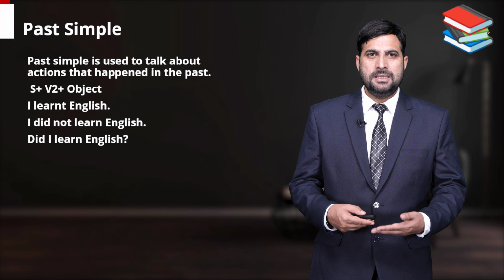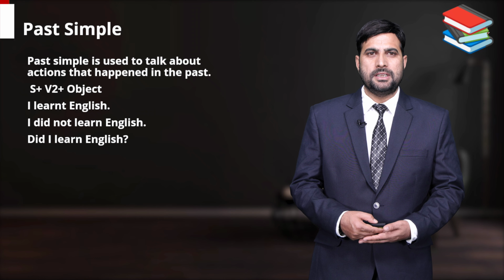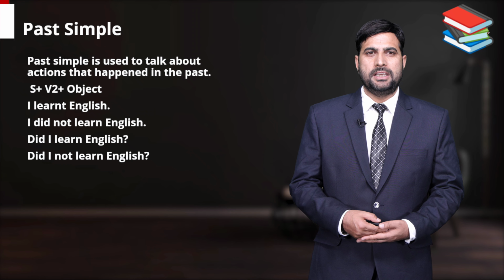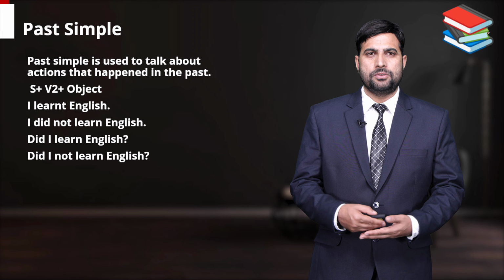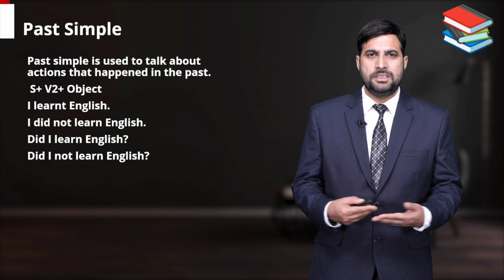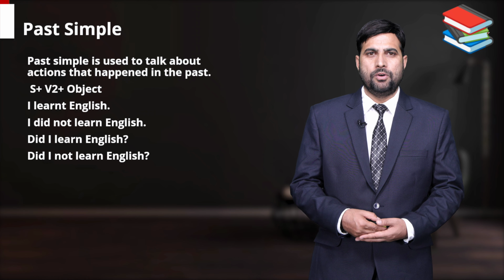I learnt English. This is affirmative sentence. I did not learn English. This is negative sentence. Did I learn English? This is interrogative sentence. Did I not learn English? This is interrogative negative sentence. Usually we talk in four ways. I will give you one more example. I worked hard. I did not work hard. Did I work hard? Did I not work hard?